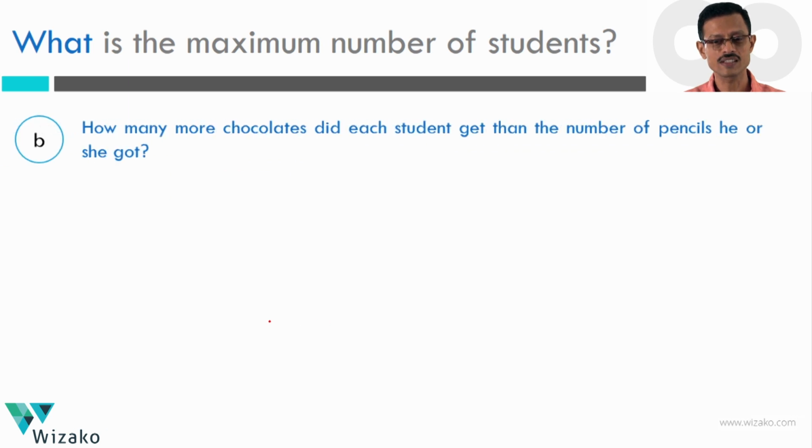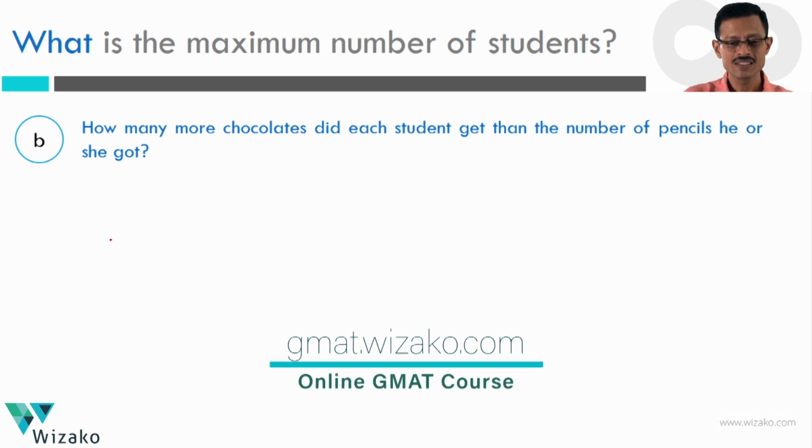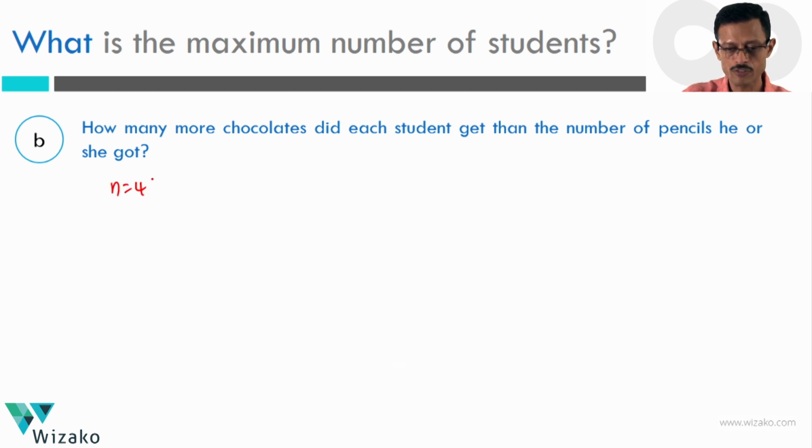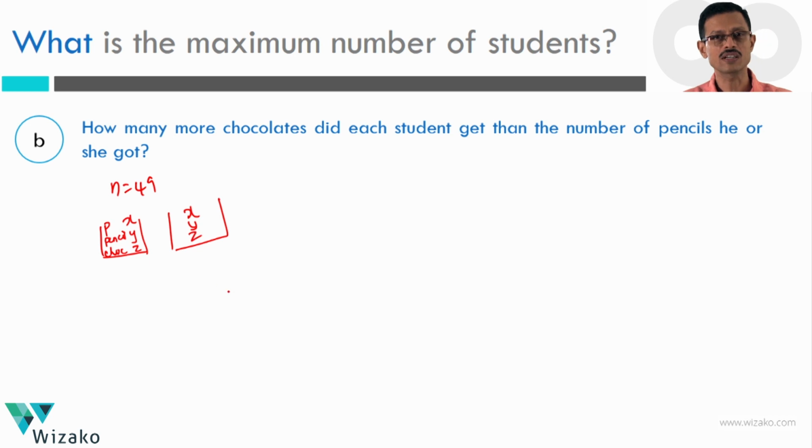There's a second part to this question. Let's complete that too. How many more chocolates did each student get than the number of pencils he or she got? This leaves me with the fact that I need to find the number of pencils, and I also need to find the number of chocolates that each student got. See, let's say we realize that n is equal to 49. There are 49 students. We're going to create gift hampers. Each one will have some pens, X pens, pencils, Y of them, and chocolates, which is going to be Z. Every hamper that we create will have X pens, Y pencils, and Z chocolates. And we are going to create 49 of each of these.